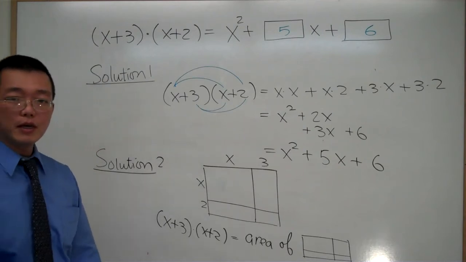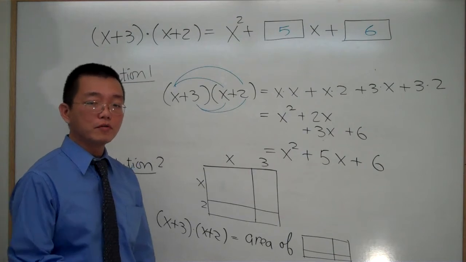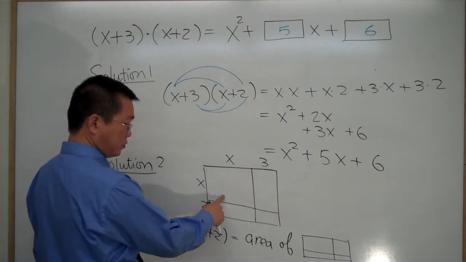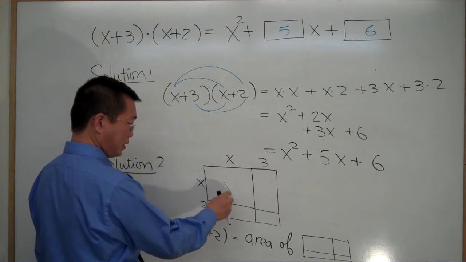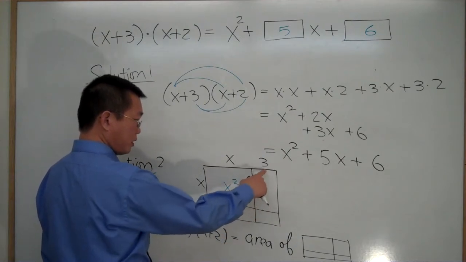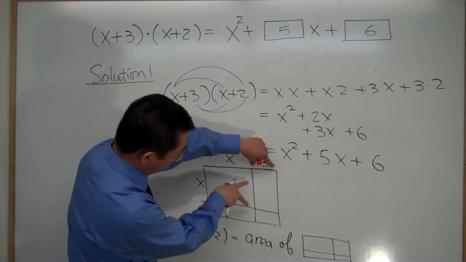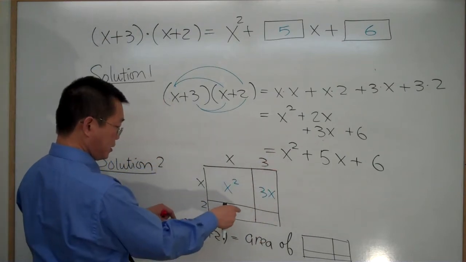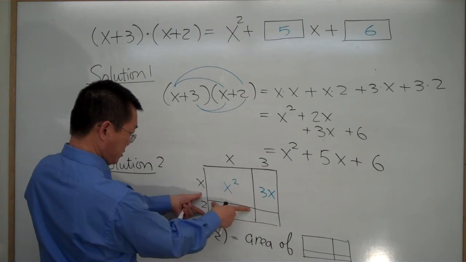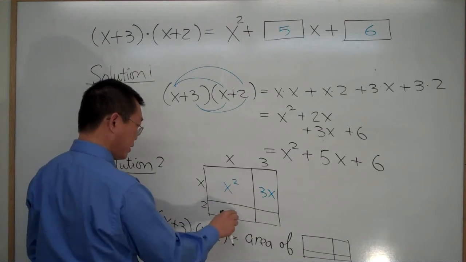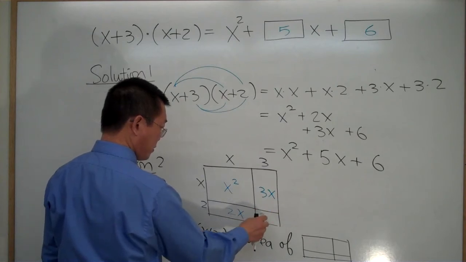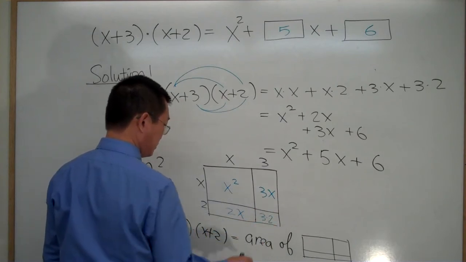Now the area of the big rectangle, as you can see, is the total of the 4 small rectangles. This one is x by x, that's x squared. This one is 3 by x, so this area is 3x. This area is 2 by x, so this area is 2x, and this area is 3 by 2, which is 6.